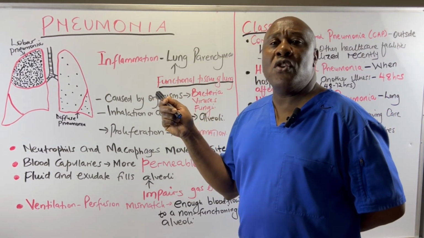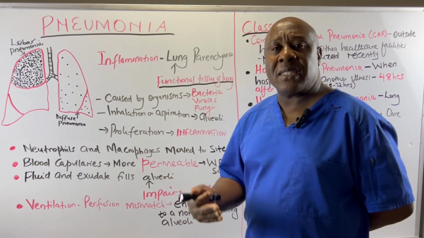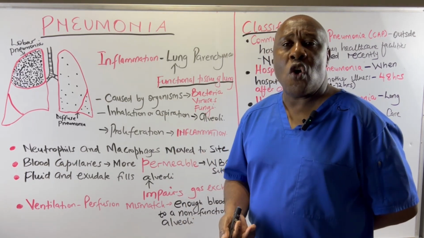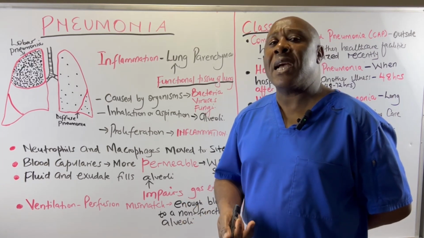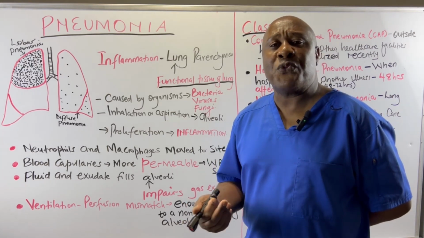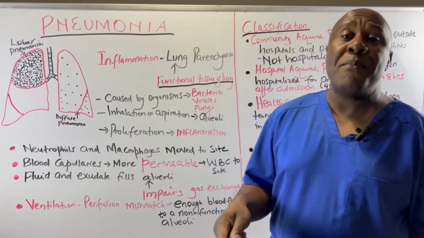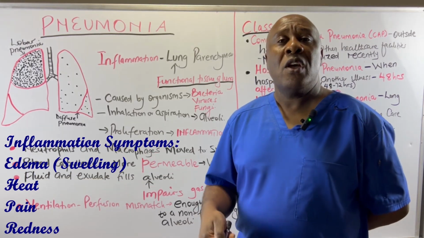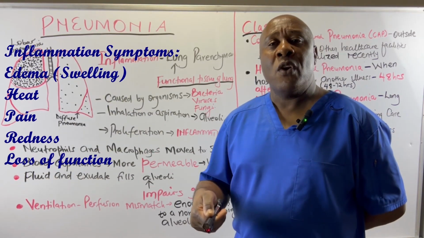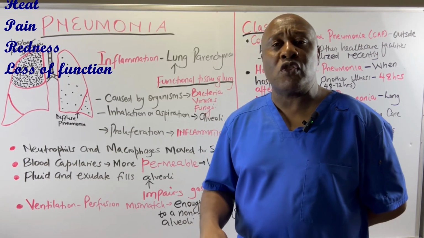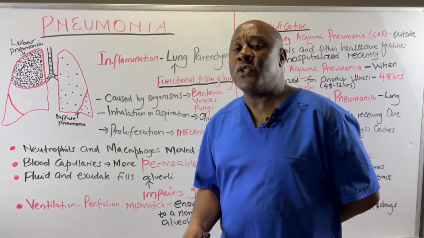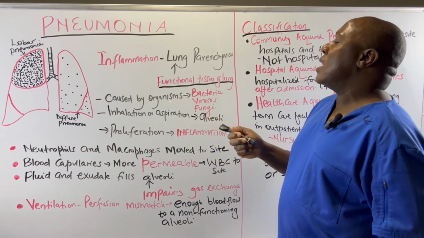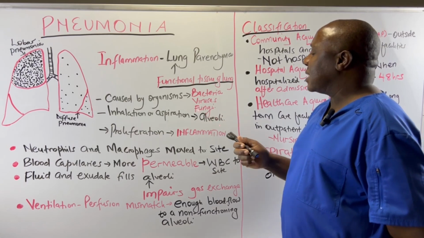Inflammation is an immune response. It occurs when our immune system responds to invasion by microorganisms like bacteria, viruses, and fungi. And that process of inflammation is associated with edema or swelling. We have got heat in the affected area. We have got pain and even redness because of the amount of blood which is flowing to that affected area. Pneumonia is caused by microorganisms like bacteria, viruses, and fungi.